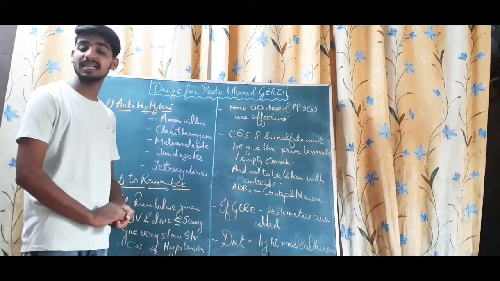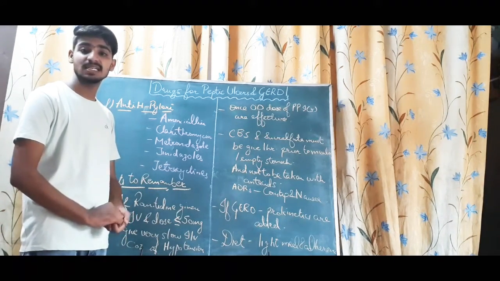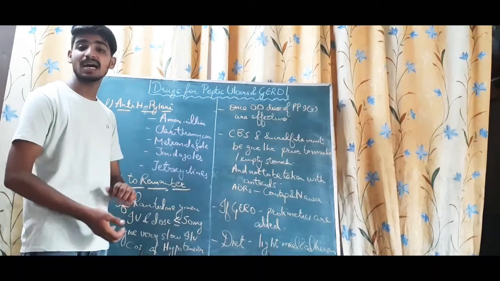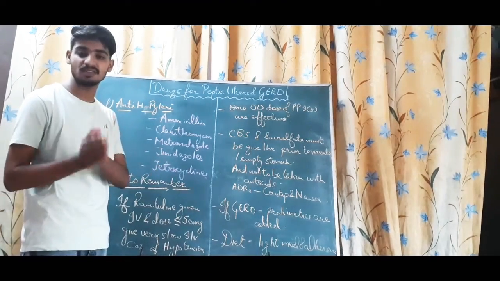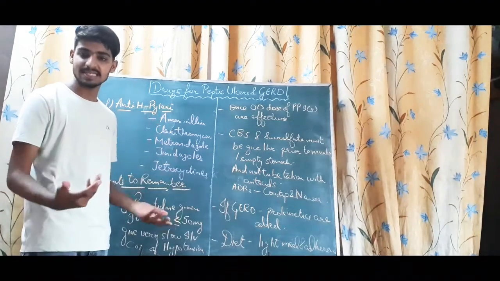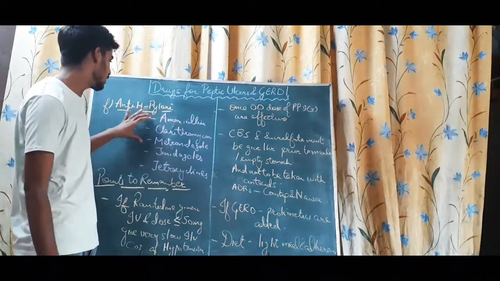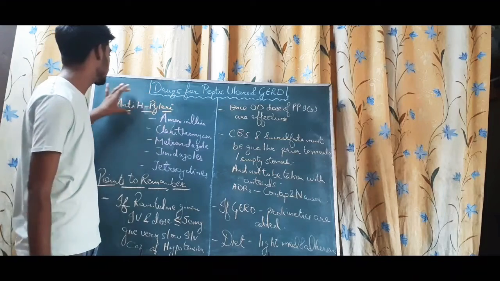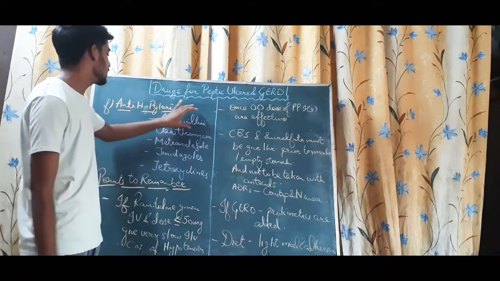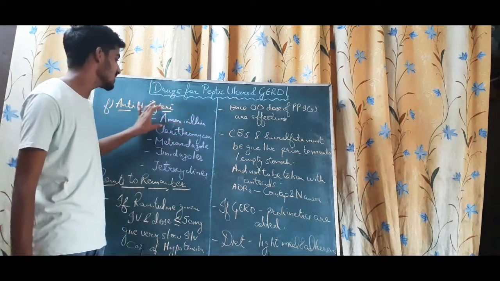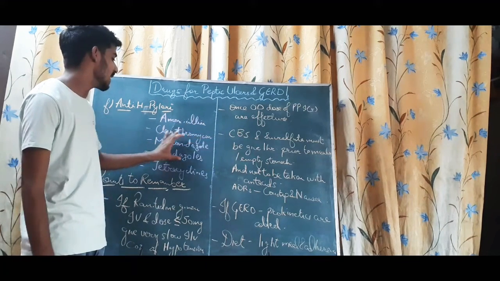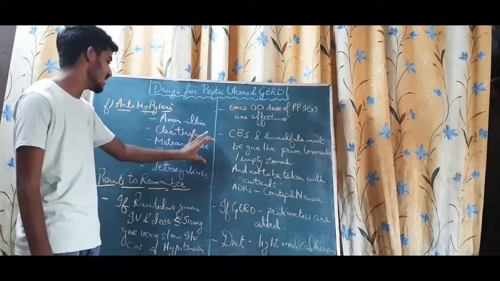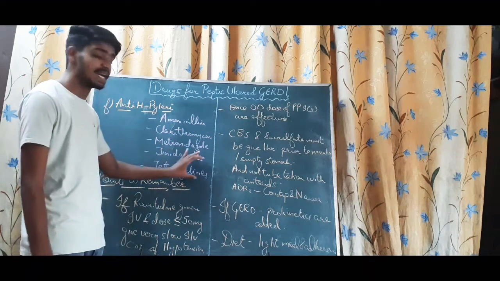H. pylori is a gram-negative organism that affects the stomach, and it releases histamine, and histamine ultimately increases the production of acid. So what are the drugs that we give in anti-H. pylori? These are beta-lactams like amoxicillin, then clarithromycin, that is a macrolide, and azoles like metronidazole and tinidazole, and then tetracycline.